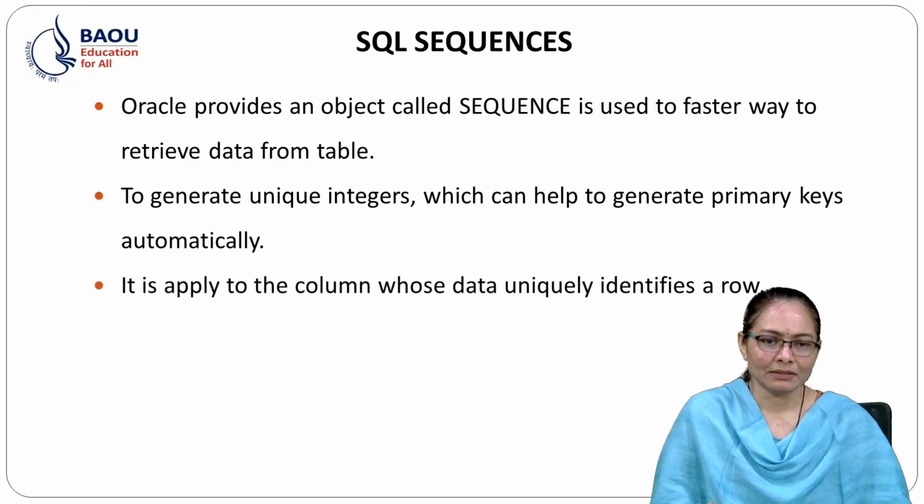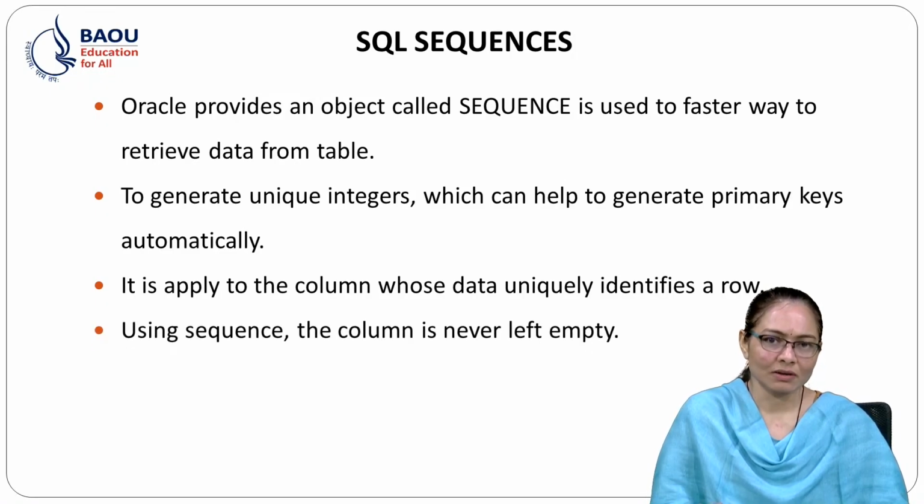It applies to a column whose data uniquely identifies the rows. For example, roll number is unique. We can create a sequence on an employee number. We can create a sequence on a customer ID, because it will generate automatically one by one. Using a sequence, the column is never left empty. The sequence compulsorily inserts the data in that column. The sequence can generate numeric values.